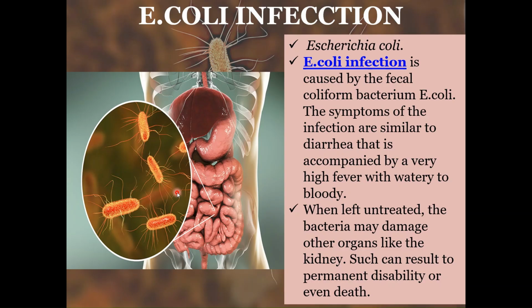The next infection is E. coli infection, the most common infection in our GI system. It is always identified with the symptoms of high fever with watery to bloody stool, and the organ it generally affects is the kidney. Sometimes, if it is untreated, it leads to death.